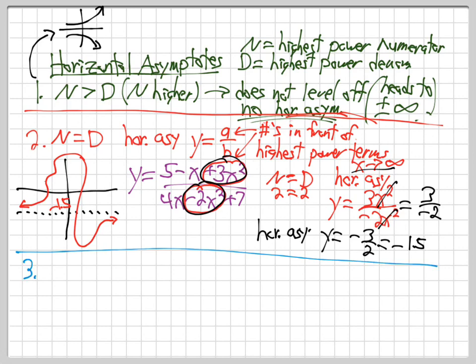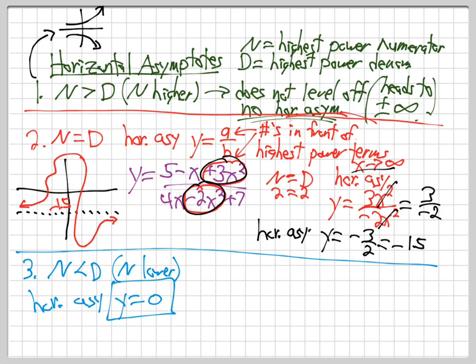Case 3 is where the numerator is lower than the denominator. So in this case, the numerator is a lower power. In that case, remember it's a tug of war. So who's going to win? The denominator. And so it'll be horizontal asymptote y equals 0. So y equals 0 here. Horizontal asymptote y equals a over b there. And no horizontal asymptote. There are 3 cases.